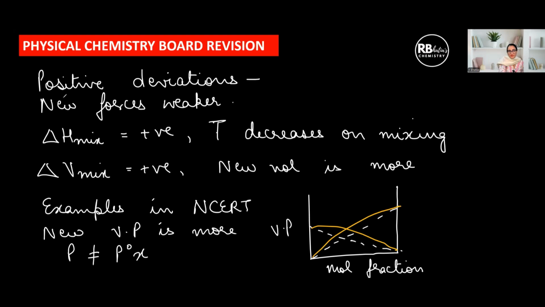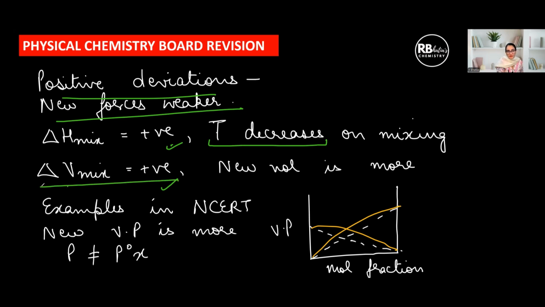Then positive deviations, new force is weaker. Both these are positive. This is positive means the mixing process is endothermic. That means temperature decreases on mixing. This can be asked directly, indirectly, write a note or multiple choice. Very high yield topic, children. Often asked. Delta V mixing positive, new volume is more. Examples in NCERT, new vapor pressure is more.